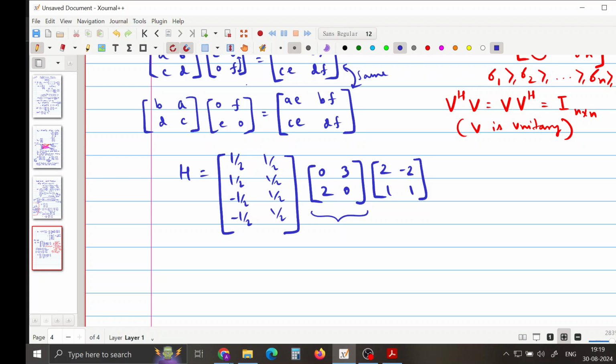So what I will do is I will swap these two columns, and as I said, if you are swapping these two columns, what do you need to do here? Swap the rows, right? So that the product of these two remains unchanged.